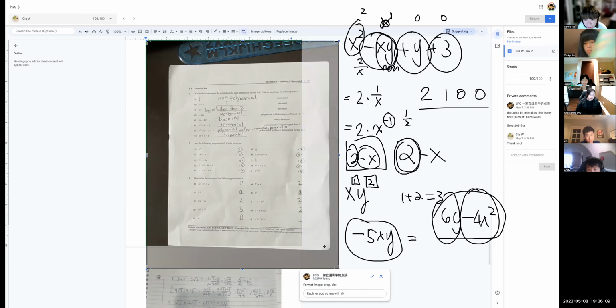Okay, everybody? So let's take a look at this one, okay? So how about let's take a look at this one. So x to the 0 is a polynomial.